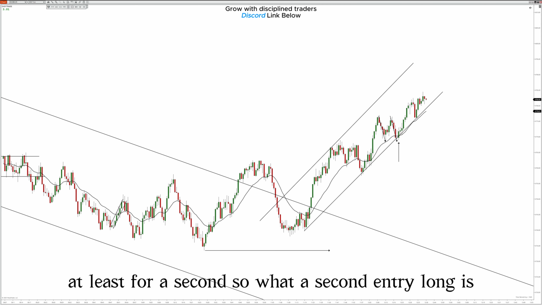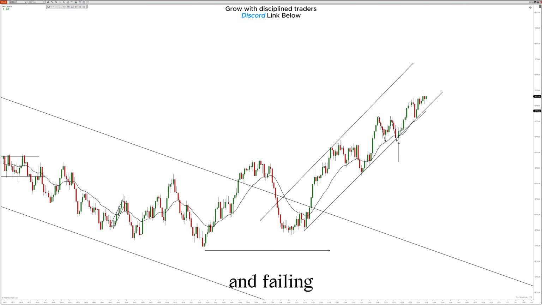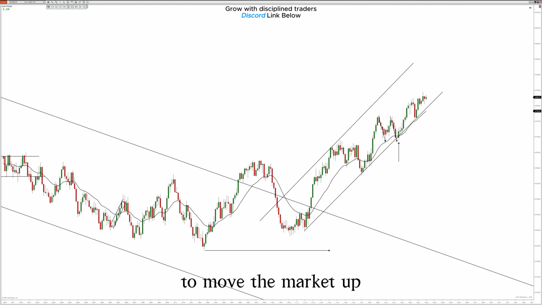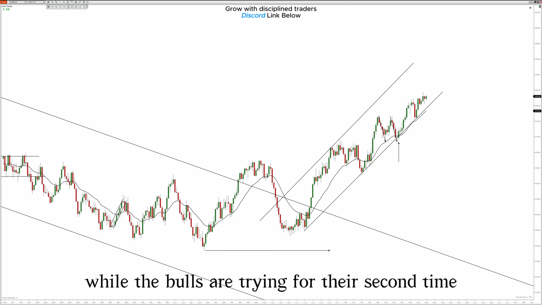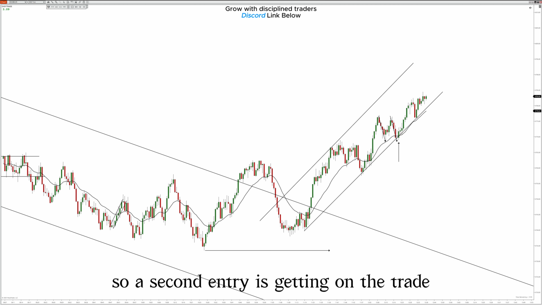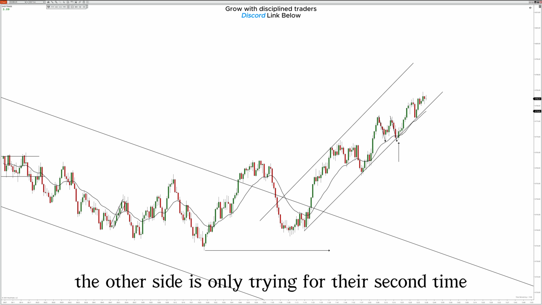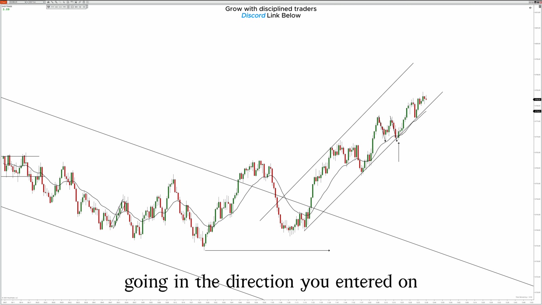So a second entry long is the bears attempting twice to move the market down and failing, but the bulls are only trying for their second time to move the market up. So the bears are throwing in their towel while the bulls are trying for their second time. So a second entry is getting on the trade when one side has already tried twice and thrown in the towel, and the other side is only trying for their second time. That gives you the highest probability of the trade going in the direction you entered on.